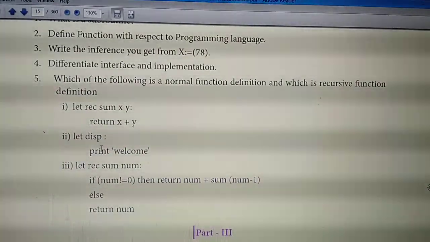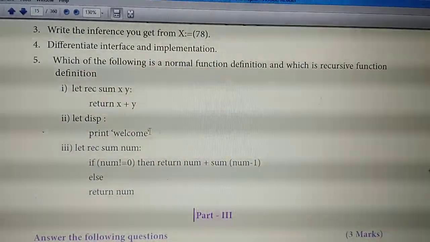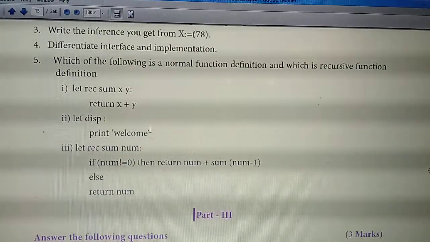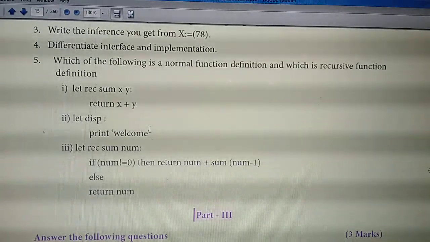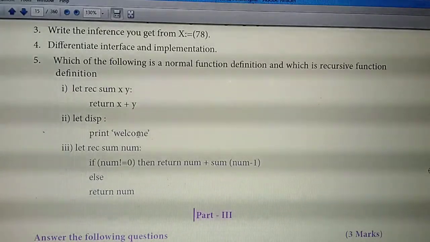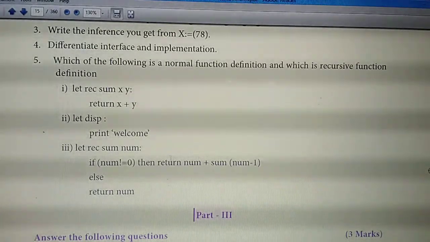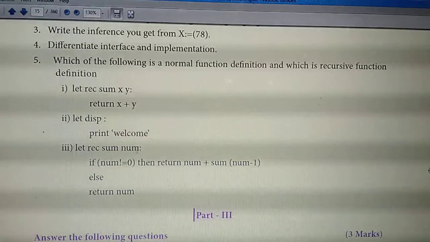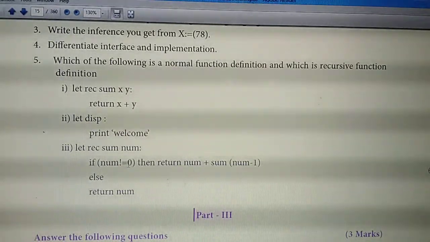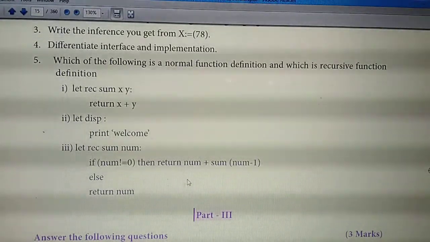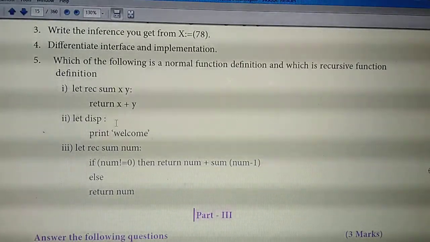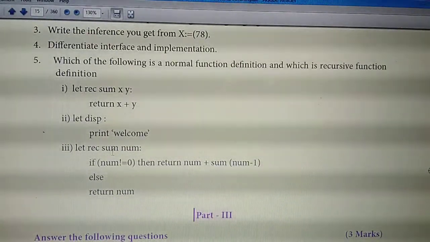Okay. Second question answer is normal function. Normal, N-O-R-M-A-L. Normal function, F-U-N-C-T-I-O-N. Third question answer is again recursive function. Why? The function starts with the word REC. So recursive function. First question recursive function, second question normal function, third question recursive function.